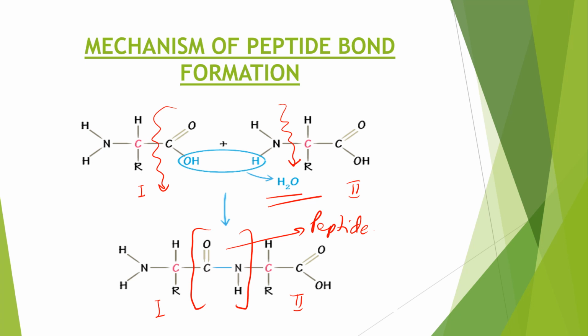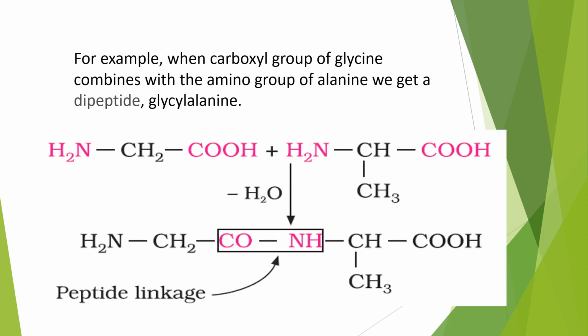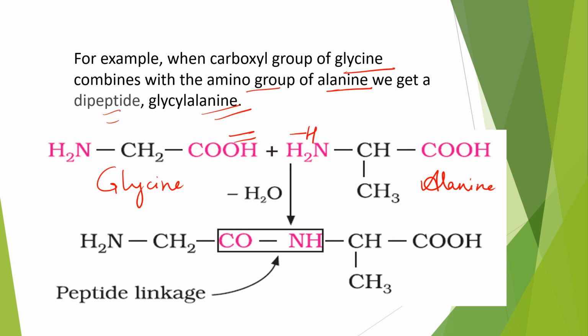Let me explain you in more detail. So for example, when carboxyl group of glycine combines with the amino group of alanine, we get a dipeptide glycyl alanine. So this is glycine molecule, we have already seen this, and this is alanine. So this OH and this hydrogen react and form water molecule and lead to the formation of peptide linkage.